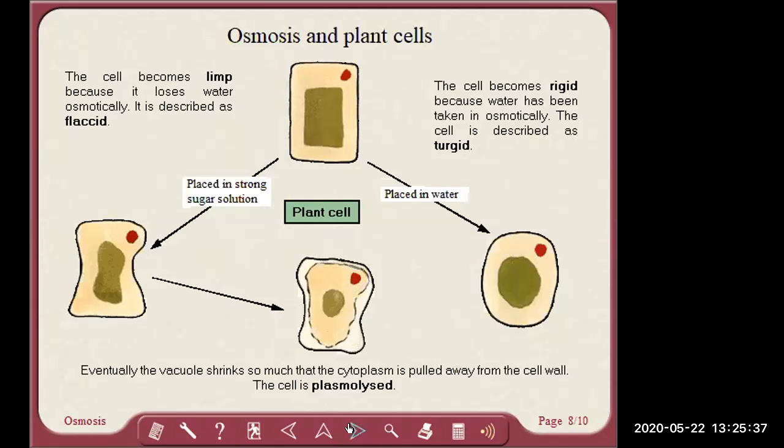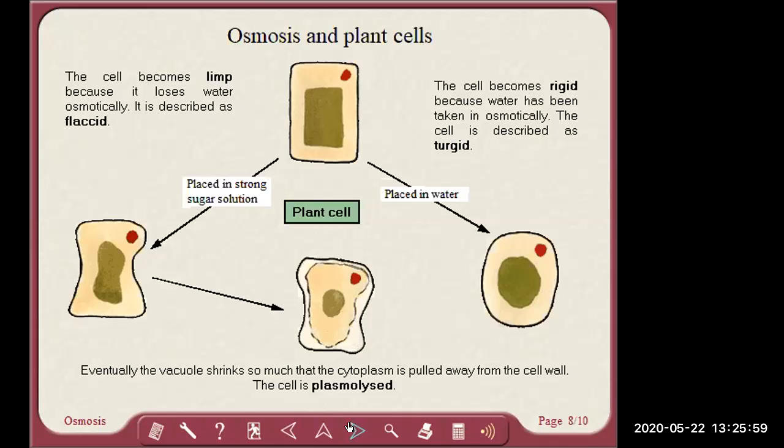When the cell becomes limp because it loses water osmotically, it is described as flaccid. When the cell becomes rigid because water has been taken in osmotically, it is described as turgid. Eventually, the vacuole shrinks so much that the cytoplasm is pulled away from the cell wall. The cell is plasmolyzed.